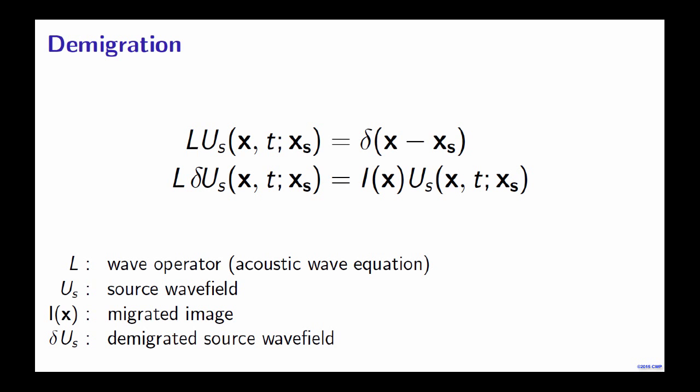For generating the demigrated data affecting the reflected arrivals, this process, demigration, is an important step. The process of demigration can be understood with the help of the two equations shown here. The first equation is the acoustic isotropic wave equation, which has a delta function as its source. For generating the demigrated data, the secondary sources are generated by multiplying the image with the source waveform. Now these secondary sources from the migrated image, when propagated in time, generate back the receiver data.